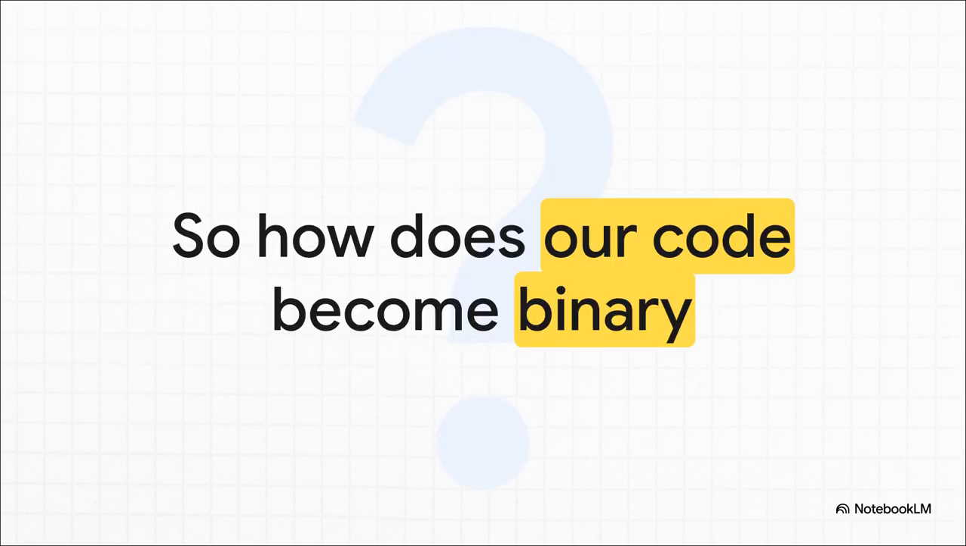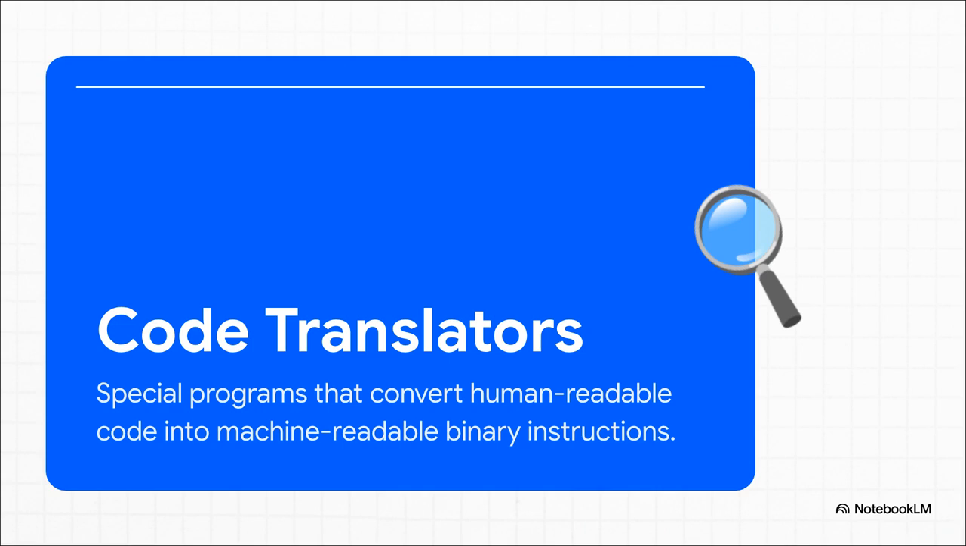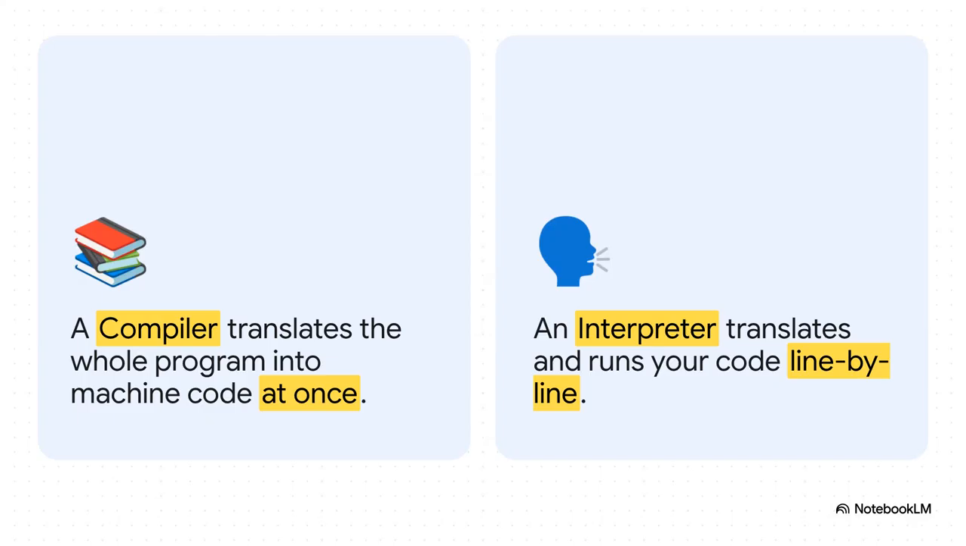Which brings us to the next big question. If our code starts out as text that we can read, how does it make that leap? How does it get transformed into all those zeros and ones that the machine actually needs? The answer is pretty clever, actually. It's a special kind of program that acts like an expert translator. Its whole job is to be the bridge between the way we humans think and the way a computer really, truly operates.